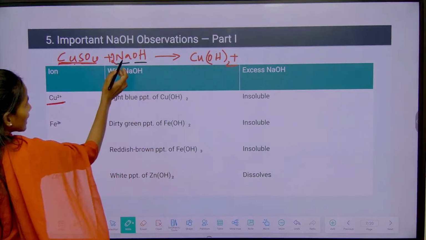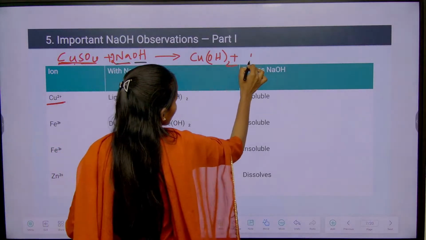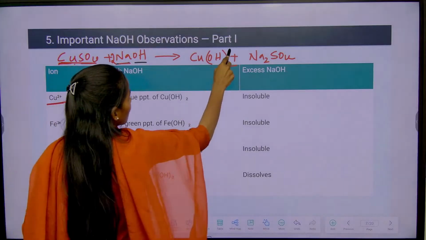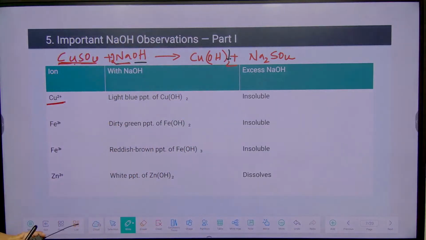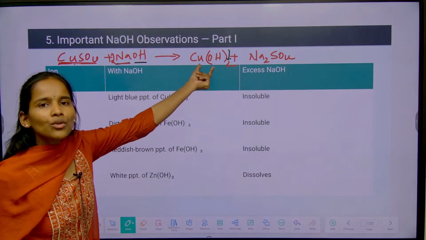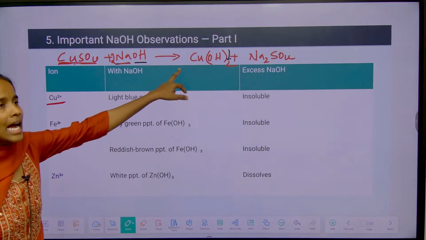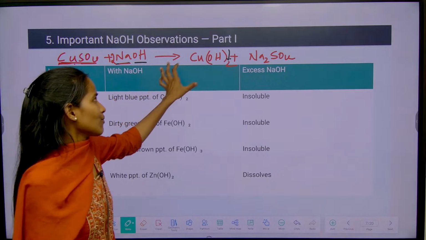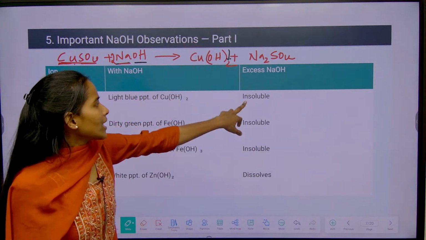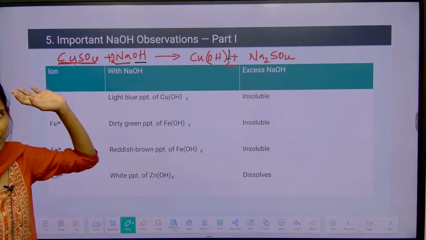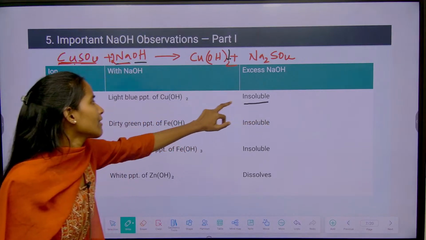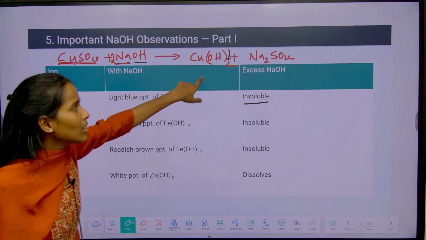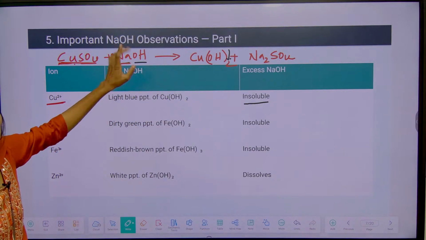Along with that, sodium and SO4 give Na2SO4. This Cu(OH)2 is our precipitate. What color? We get a light blue color precipitate. After formation of the precipitate, if you add excess NaOH, it is insoluble. The precipitate copper hydroxide is insoluble in excess sodium hydroxide solution.